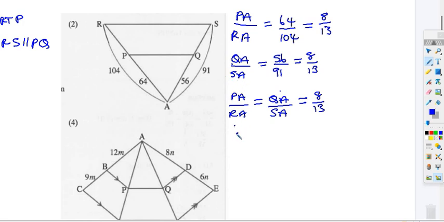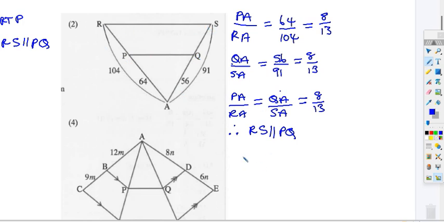What is the conclusion? Therefore, because the sides are being divided in proportion, we can conclude that RS is parallel to PQ. That is, RS here is parallel to PQ. This line is dividing the two sides in proportion, so the conclusion is this line is parallel to the third side.